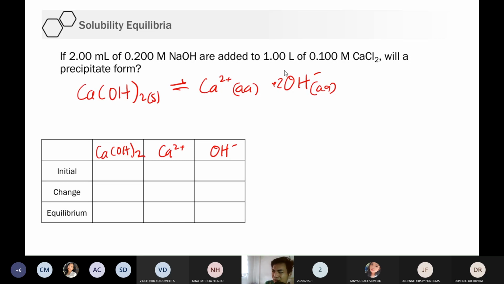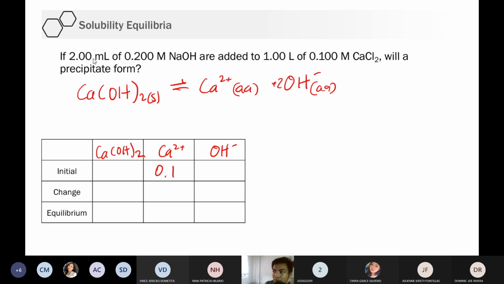So, for calcium chloride, di na tayo mag-dilution kasi we assume that the volume of the solution is still 1 liter. Pero for sodium hydroxide dito, kailangan natin mag-dilution formula. Kasi from 2 ml, naging 1 liter na yung volume niya. Okay. So, kunin natin yung molarity nito. So for calcium ion, we will have 0.1 molar. How about for hydroxides? Okay.